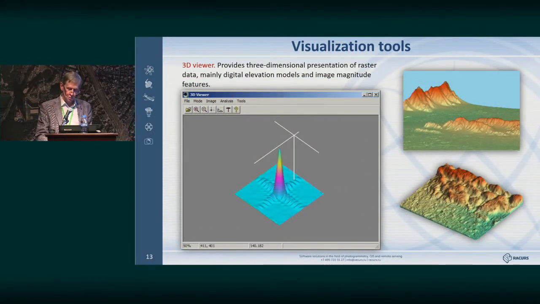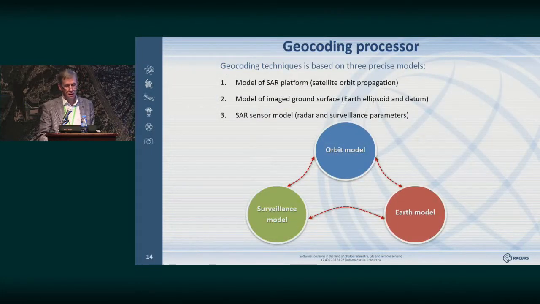Then we have a set of visualization tools, 2D viewer, naturally, of raster and vector images. 3D viewer is mostly used to show the terrain models.